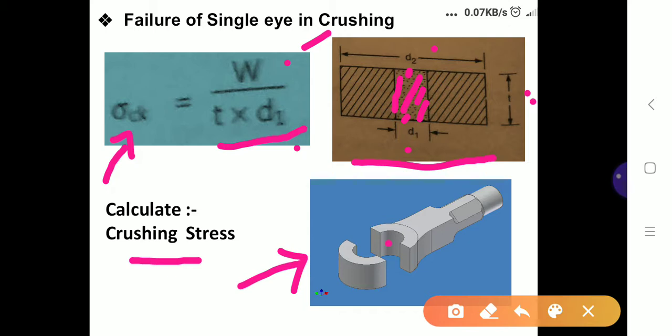From that equation we calculate crushing stress and check whether it is within limit or not. If it is within limit, then your design is safe. If it is above the limit, then we need to modify the dimension, either diameter d1 or thickness.